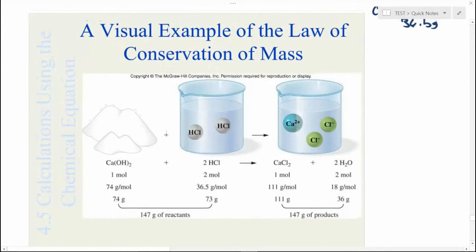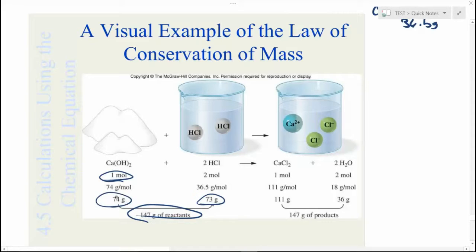Okay, so here we're just seeing a visual of that. Here's our solid calcium hydroxide, and we have 1 mole of it, which is 147 grams of reactant. And we need that to react with 2 moles of HCl. 2 moles of HCl is 73 grams. So you need 74 grams to react perfectly with 73 grams of HCl to produce 111 grams of this and 36 grams of that.